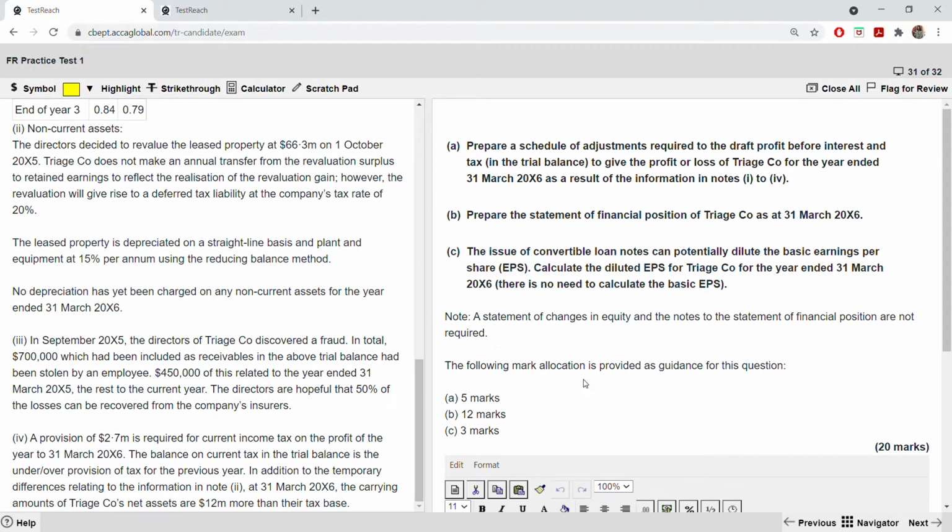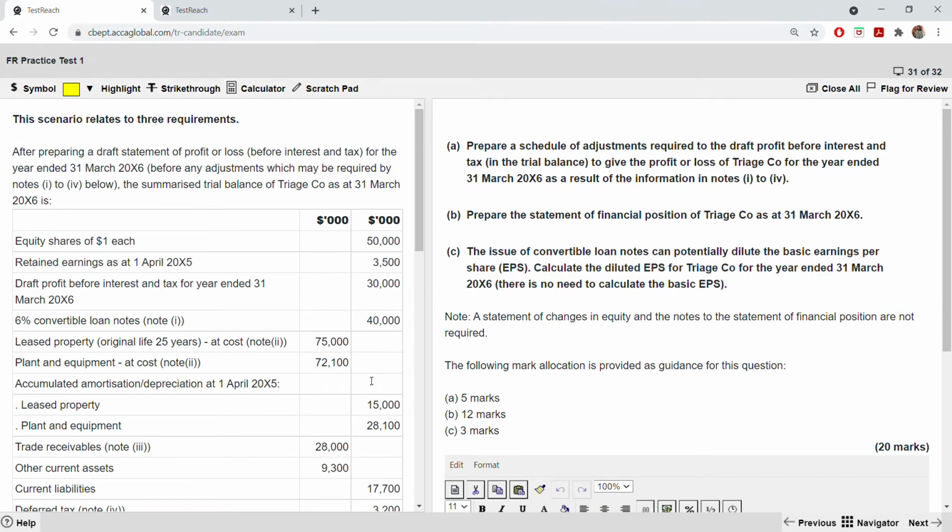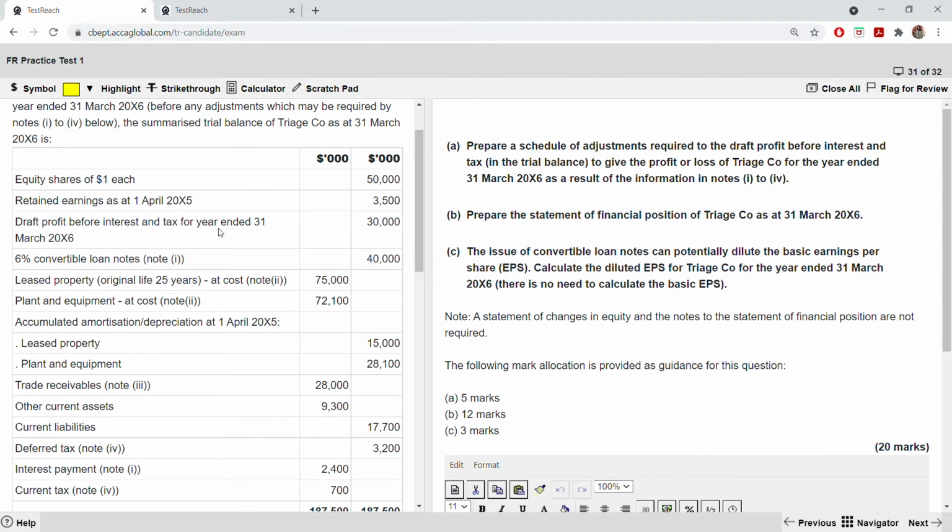Okay, so this is how marks will be given. Part A it's 5 marks, part B 12 marks, part C 3 marks. So it shows that the majority of your working will be for part B. That's how you are getting the 12 marks. So let us read the case study. A lot of the things we don't have to read, because these are just numbers.